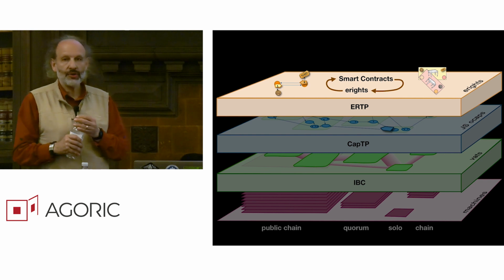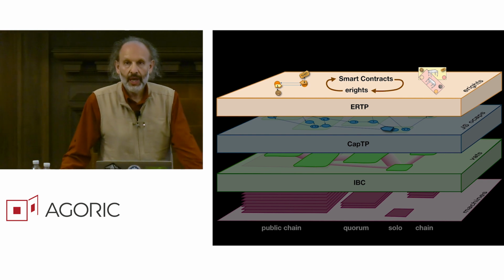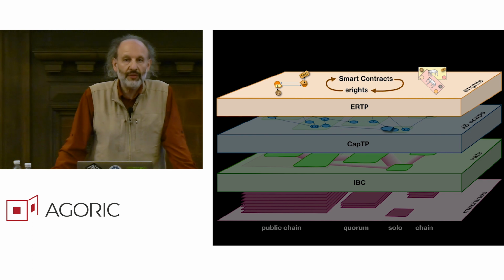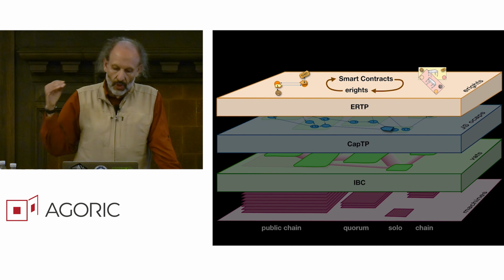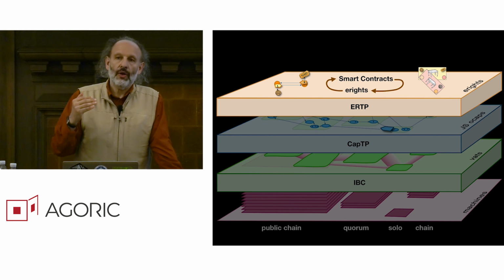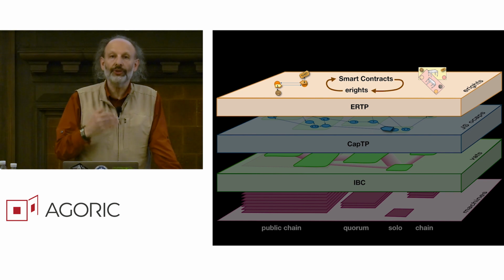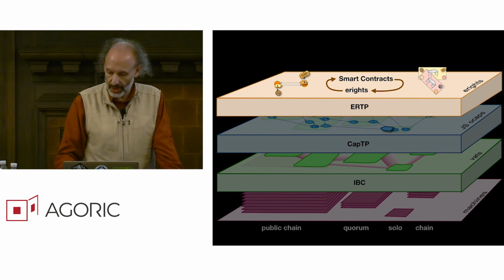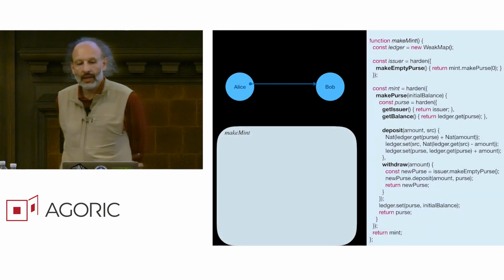So the smart contract layer, this layer of electronic rights and smart contracts, is really a distinct level of abstraction than the object layer. In order to understand this distinction of layers, we need to see how to build an electronic right out of objects. And the best example for showing that is money.